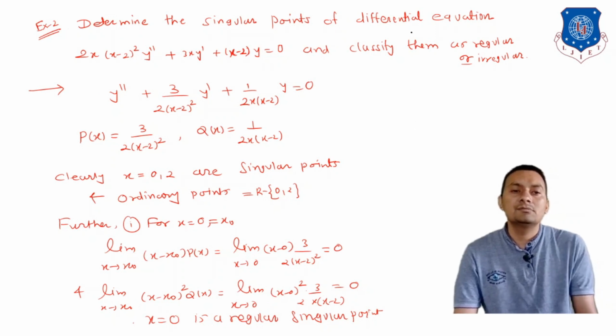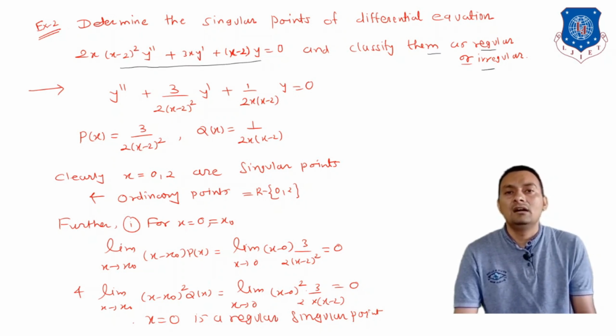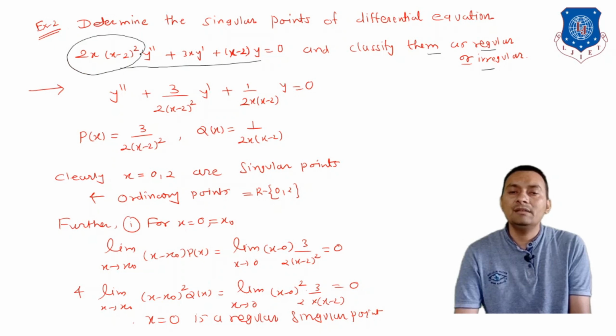Determine the singular points of the differential equation. So this is our given differential equation, and classify them as regular and irregular singular points. So let us first compare with the standard form. I have to divide by this quantity because I want the coefficient of y double dash to be 1, and we will get this. So this is equation number 1. After comparing with the standard form, y double dash plus p of x y dash plus q of x y equal to 0, we are going to get this p of x and q of x.